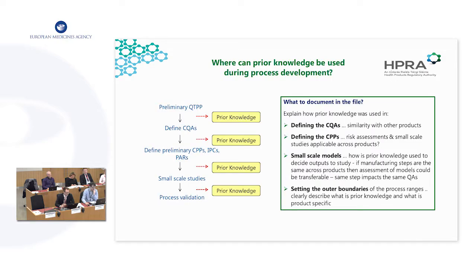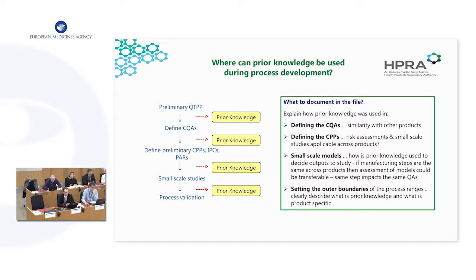So, here's just a cartoon to conceptualize again where prior knowledge can be used in process development. It's all the way along from the preliminary QTPP, defining the CQAs, defining the CPPs, the small-scale studies, and process validation. And how do you document it in the file? Well, for the CQAs, what's the similarity with other products? That's a discussion on how you show they're similar or relevant or so on.